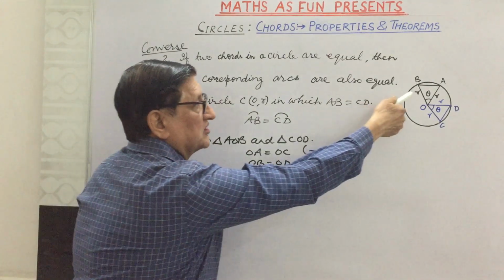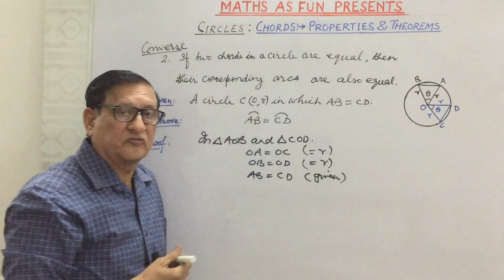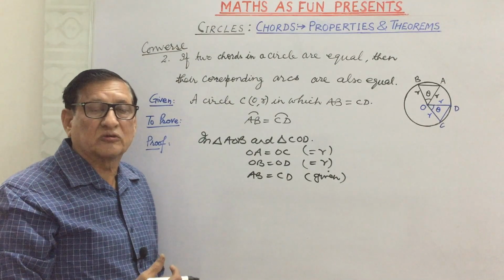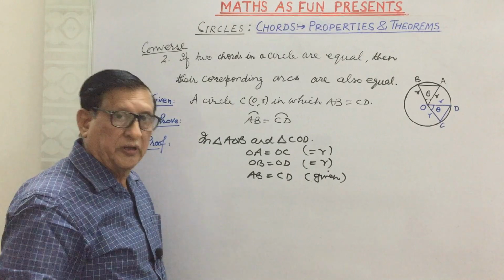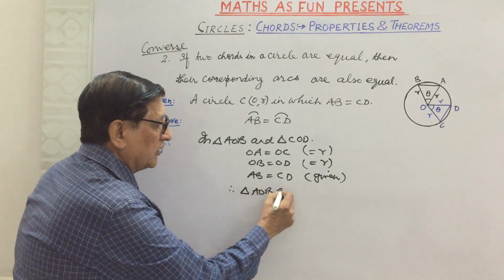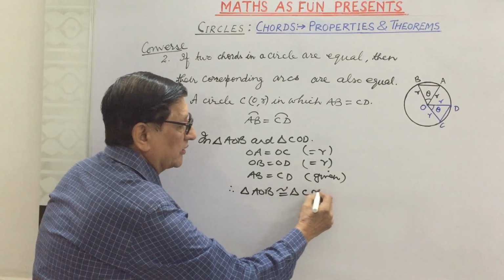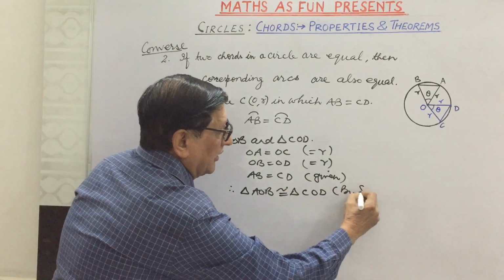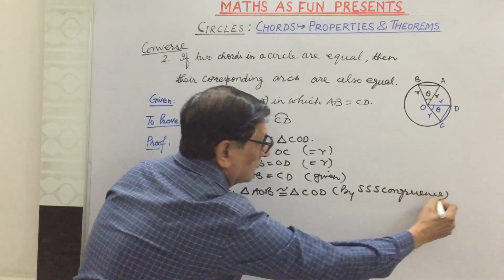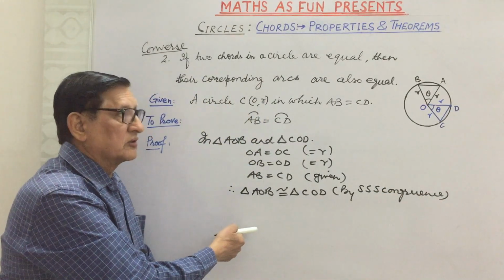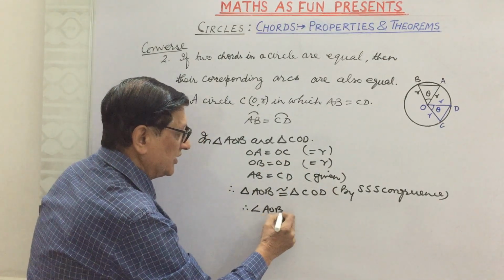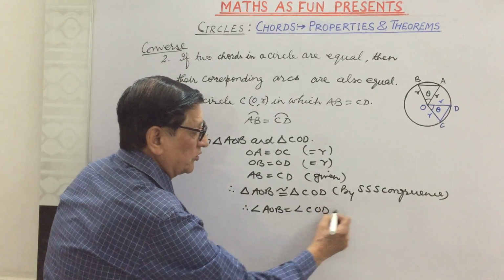Do we find all the three sides of this are equal to all the three sides of it? It means by SSS congruence the triangles are congruent. It means triangle AOB is congruent to triangle COD by SSS congruence. And if they are congruent, corresponding parts are equal. It means we can say angle AOB is equal to angle COD.